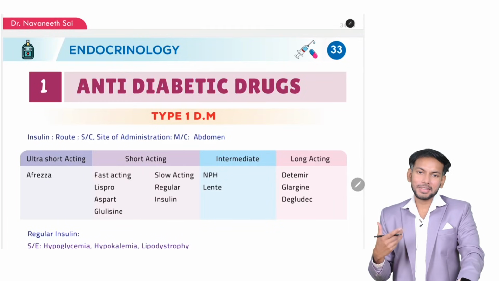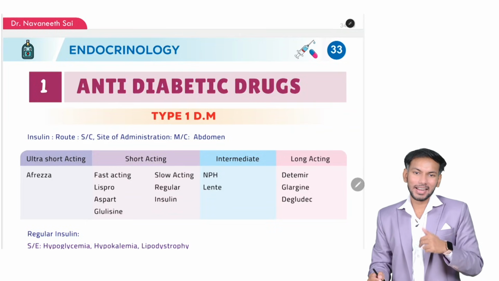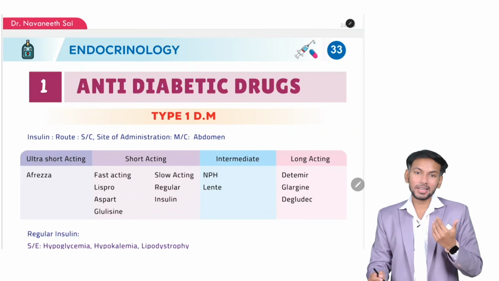Now, we are going to start with endocrinology. This is a pretty simple chapter, so we'll go through it as soon as possible. The first one is going to be about the anti-diabetic drugs. These are the drugs used in diabetes.